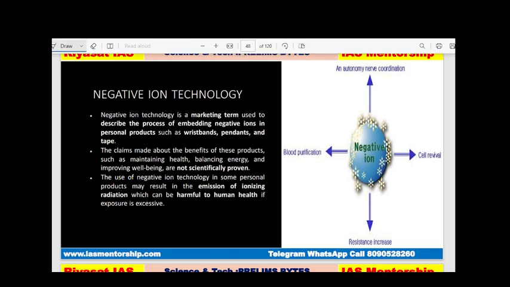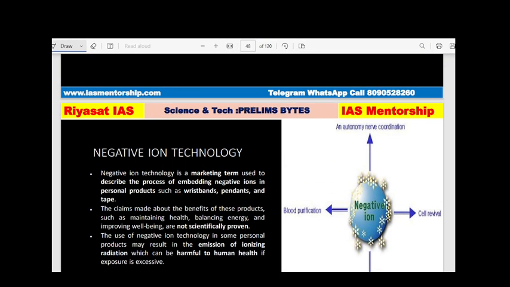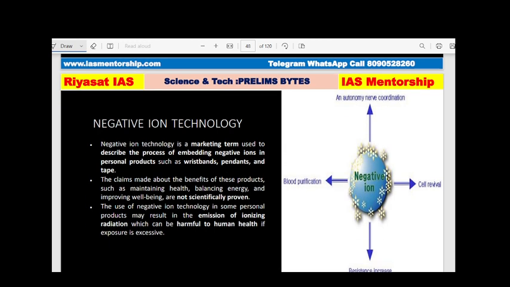Next, and the last topic for your science and technology is your negative ion technology. This is your emerging technology basically. Basically, negative ion is a marketing term which is used to describe the process of embedding negative ions in personal products such as wristbands, pendants and tape.